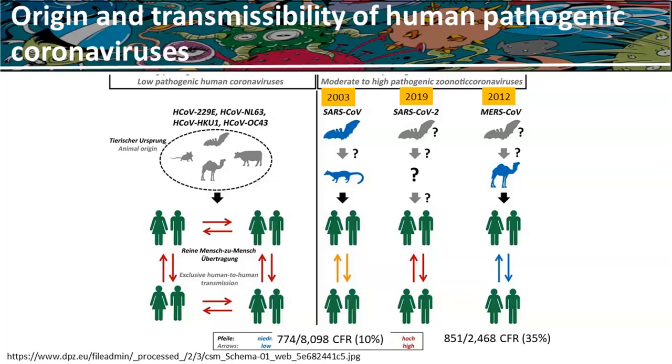And for camels it's like a cold, but for human beings it is worse, and you've got a fatality rate of 35%. Up to now, 2,468 infected people could be detected in the laboratory or diagnosed, and from them 35% died. So that's a really high case fatality rate. In contrast, SARS infected approximately 8,000 people, and 10% of them died. But if we look now at SARS-CoV-2, next slide.